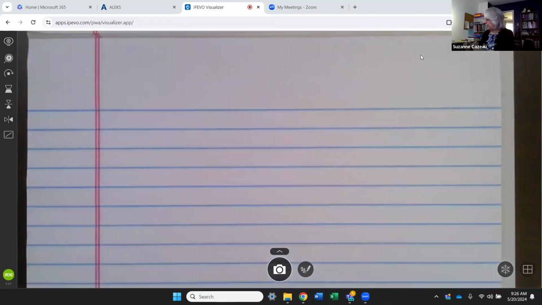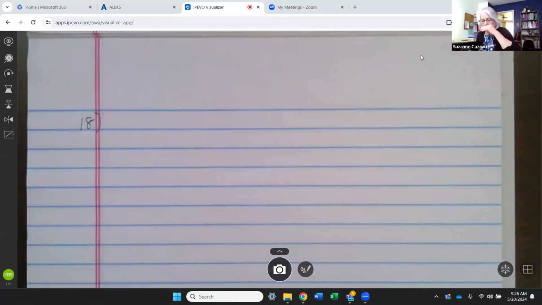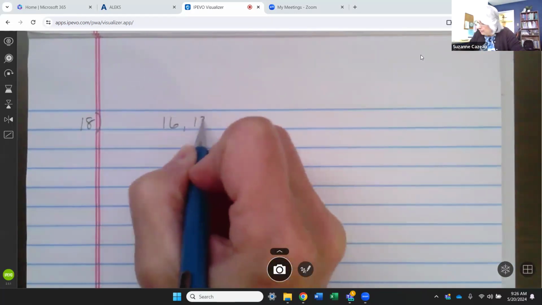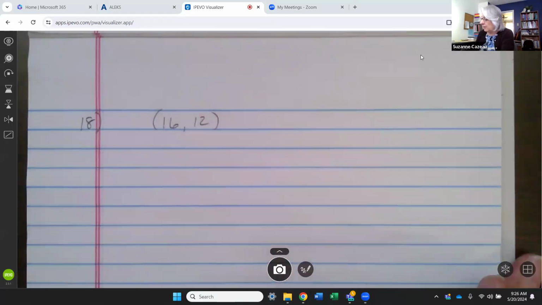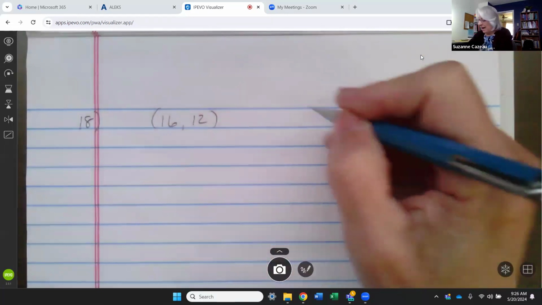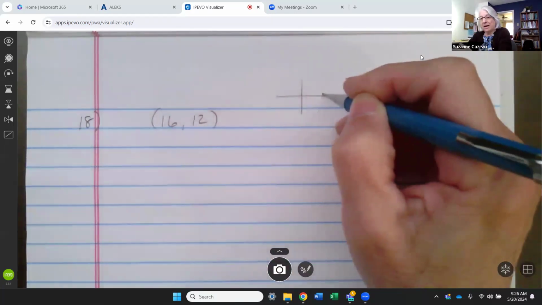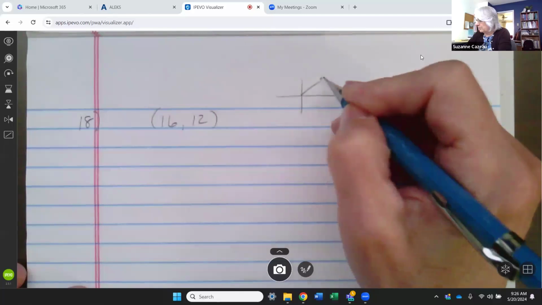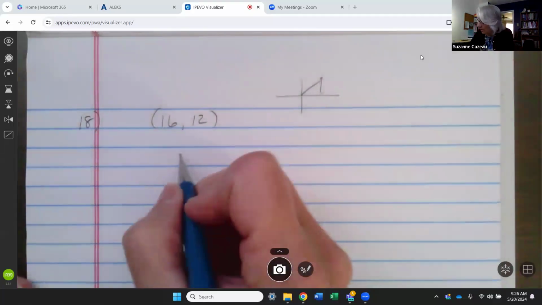Okay, number 18. It says the point (16, 12) lies on the terminal side of an angle. Find the 6 trig functions. I don't even really bother, but I can see that if I have a positive and a positive, I'm in quadrant 1. You could just draw that in, but I just draw the triangle.